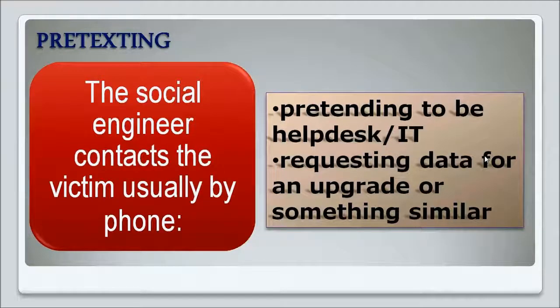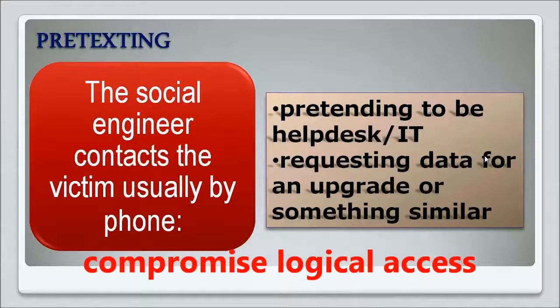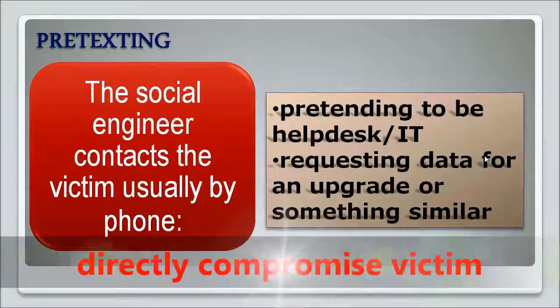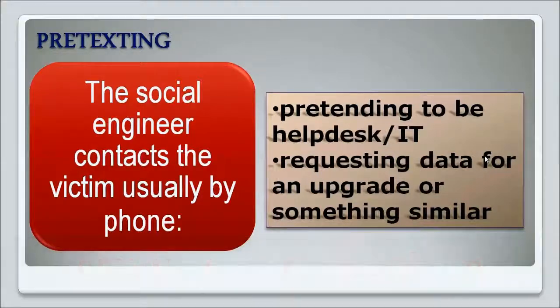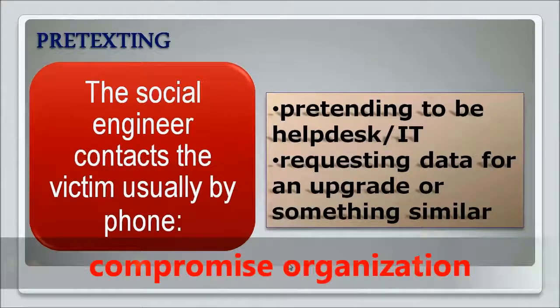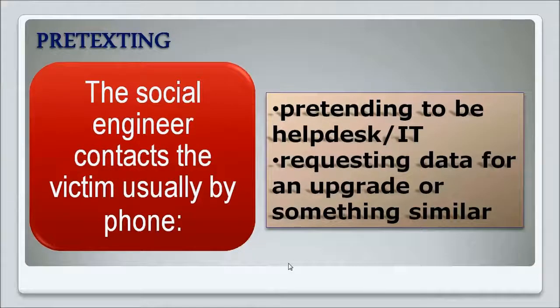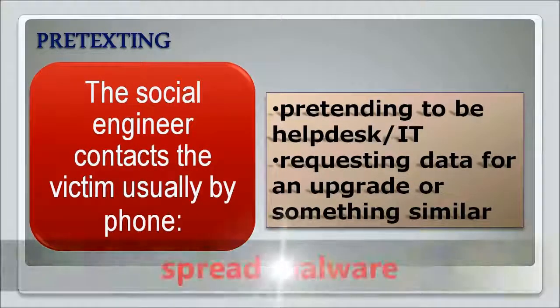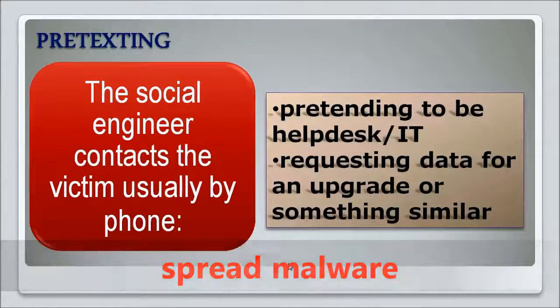And if the victim gives them that, they have access to the victim's logical access, which they can use to either directly compromise the victim, maybe move funds out of his bank account, if that's what they requested PII for, or they could compromise the organization, use it to gain access to the organization of which the victim they called is an employee, and use it to spread malware to compromise the organization.